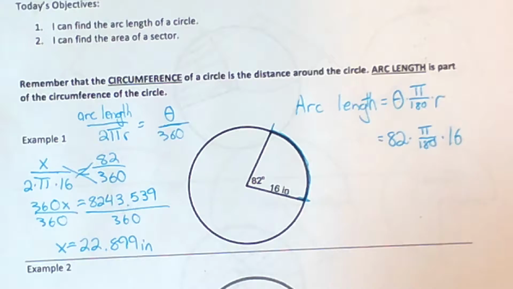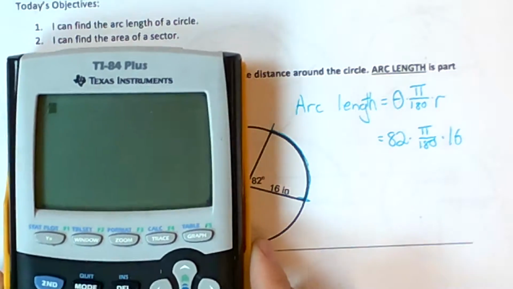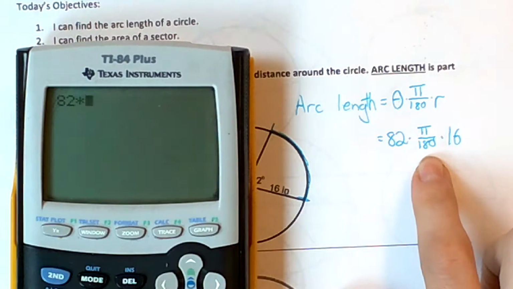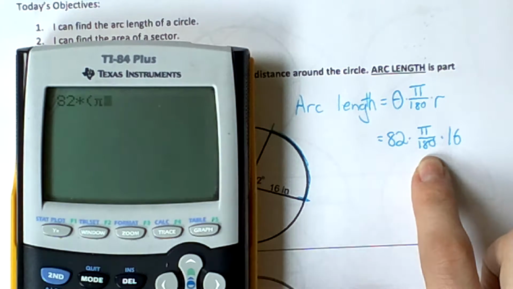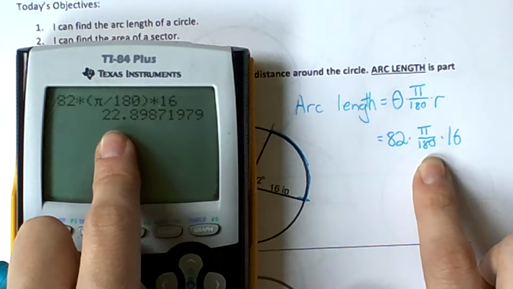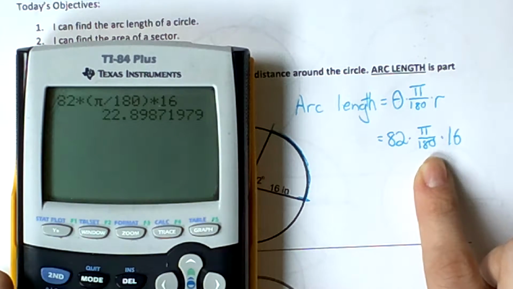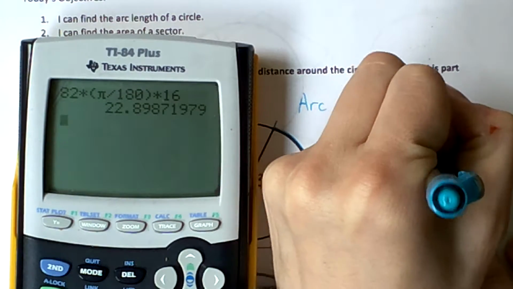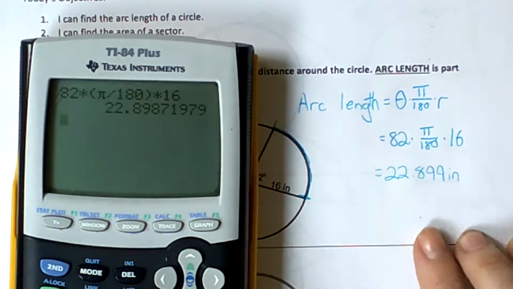Okay, so in my calculator, I'm going to do 82 times, and since this is a fraction, I'll use parentheses, pi divided by 180, close parentheses, times 16. And you should get the same thing as before, so almost 23, 22.899. And that is inches on this first one.